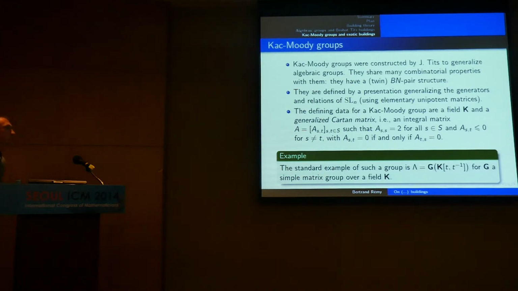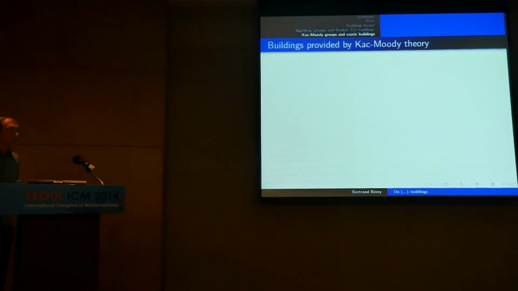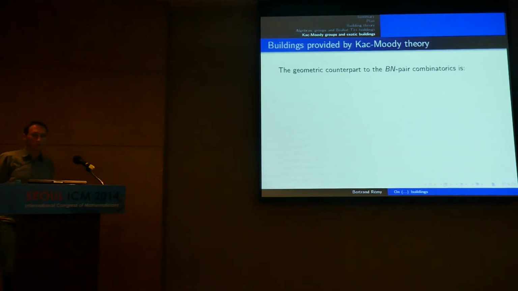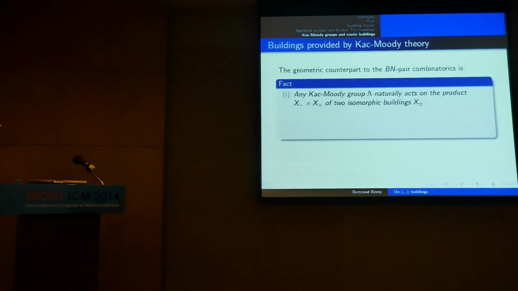Okay, but first I have to support the analogy between a generic Kac-Moody group, an arbitrary Kac-Moody group, not necessarily affine, and an arithmetic group in positive characteristic. Okay, so first I need a geometry to be able to do something, since I have no structure from algebraic geometry. So here is the first basic fact, which was a motivation for Tits. Any Kac-Moody group acts on the product of two isomorphic buildings.